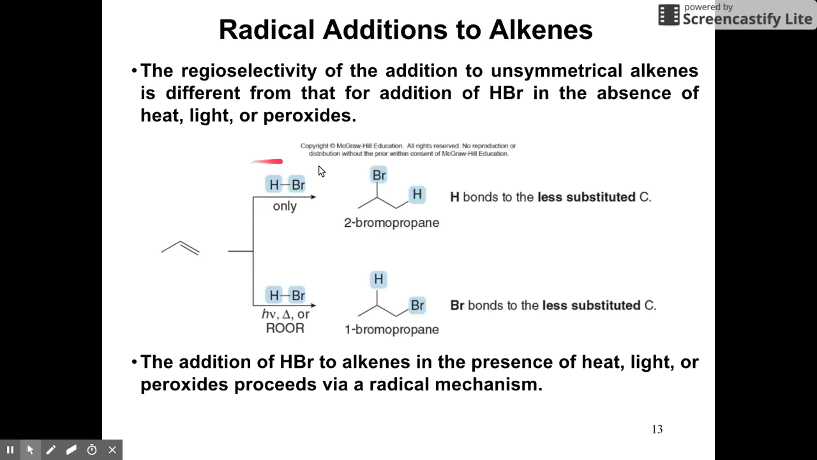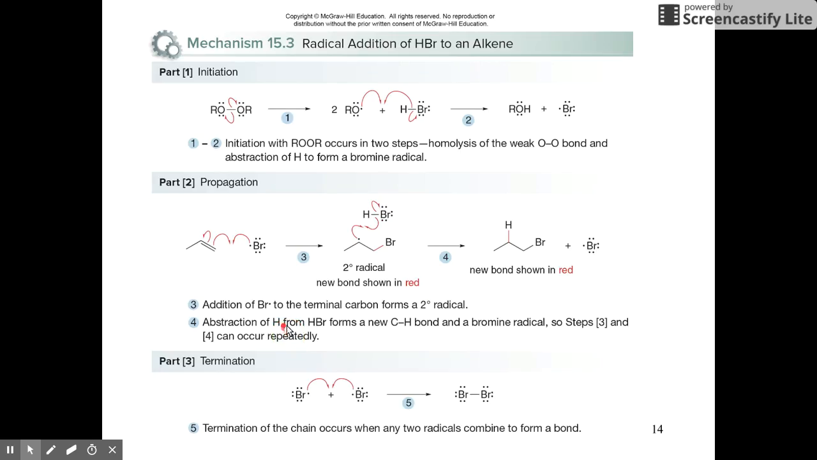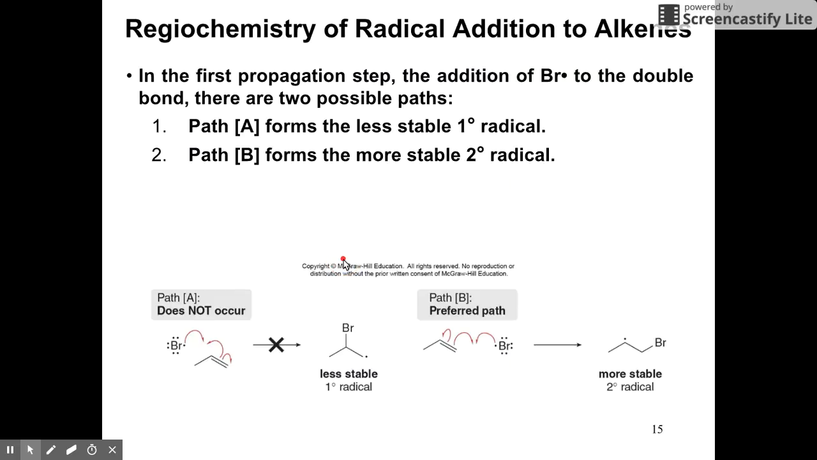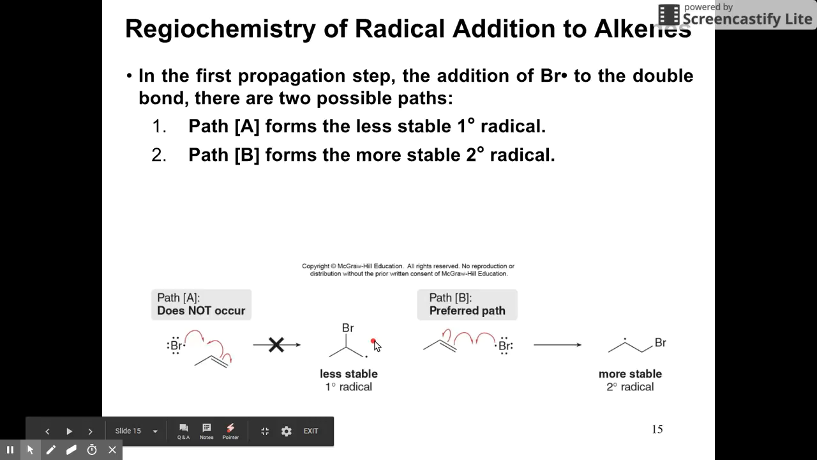If we just use HBr like we had in organic 1, we get the Markovnikov product. But in this case, we get the anti-Markovnikov product, and that is because the more stable radical is forming. Okay? And just like the more stable carbocation forms in the regular addition, when we're doing a radical mechanism, the more stable radical is going to form. And so, again, this primary radical is not going to form because it's not as preferred, and that's why we only get this product.